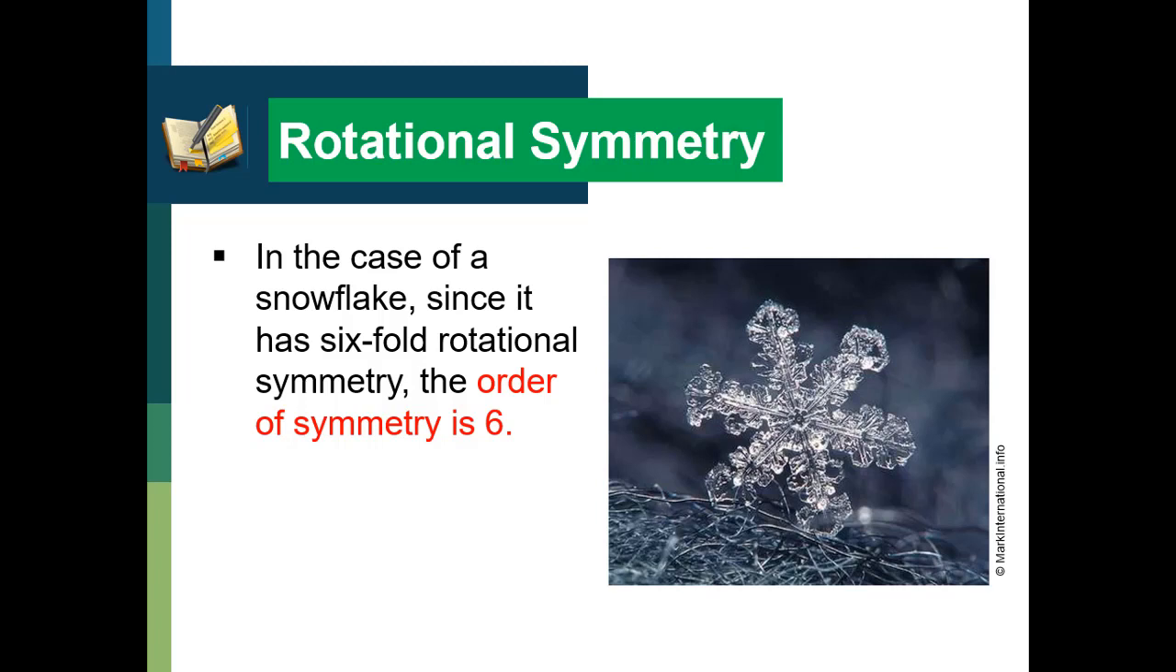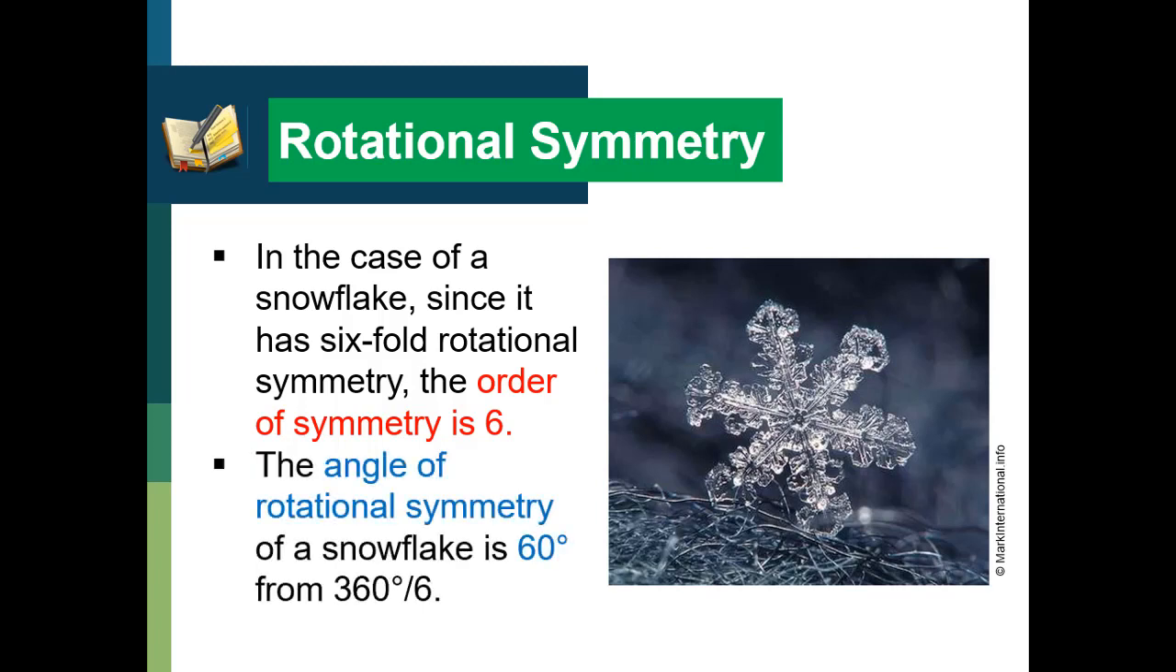In the case of a snowflake, since it has 6-fold rotational symmetry, that means before a snowflake reaches 360 degrees, or returns to its original position, it will coincide with itself 6 times. That's why the order of symmetry is 6. And how are we going to compute the angle of symmetry? That is 60 degrees, because 360 degrees divided by 6, the order of symmetry, will give you 60 degrees.